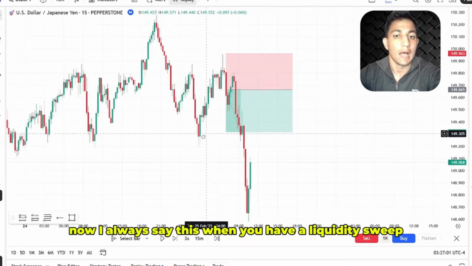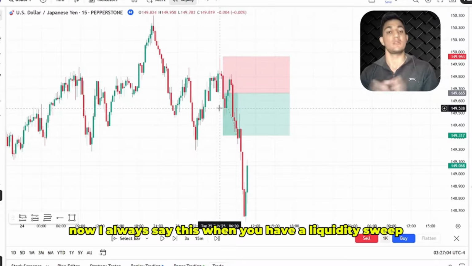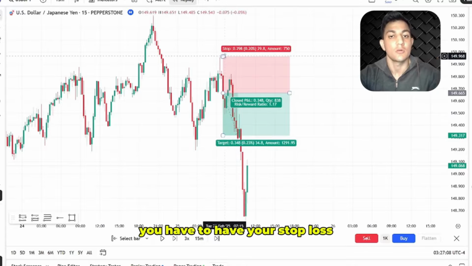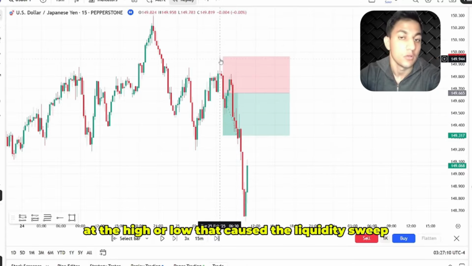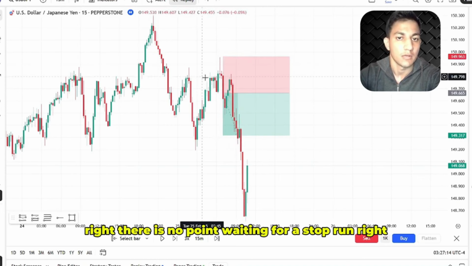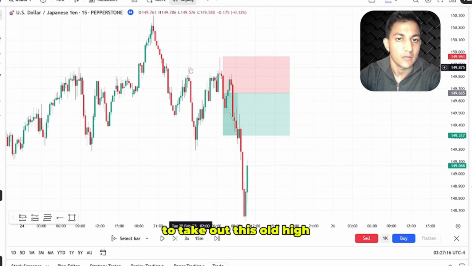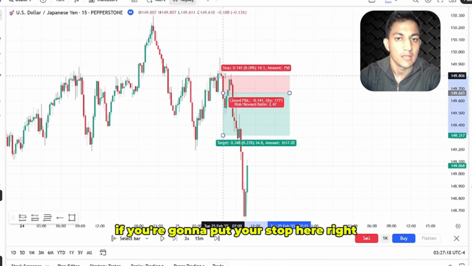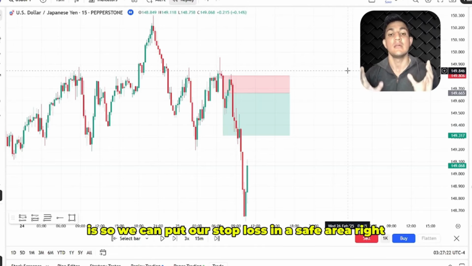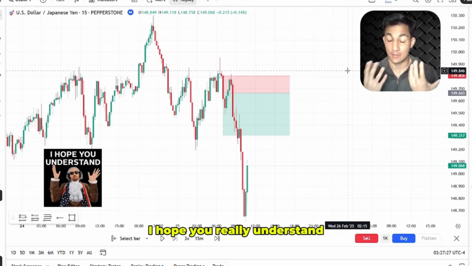Now, I always say this, and this is so important, make sure you write this down. When you've got a liquidity sweep, you have to have your stop loss at the high or low that caused the liquidity sweep, right? There is no point waiting for a stop run, no point waiting for this high to take out this old high, if you're going to put your stop here, right? There is no point in doing that. The only reason we wait for a liquidity sweep is so we can put our stop loss in a safe area, right? I hope you really understand that.